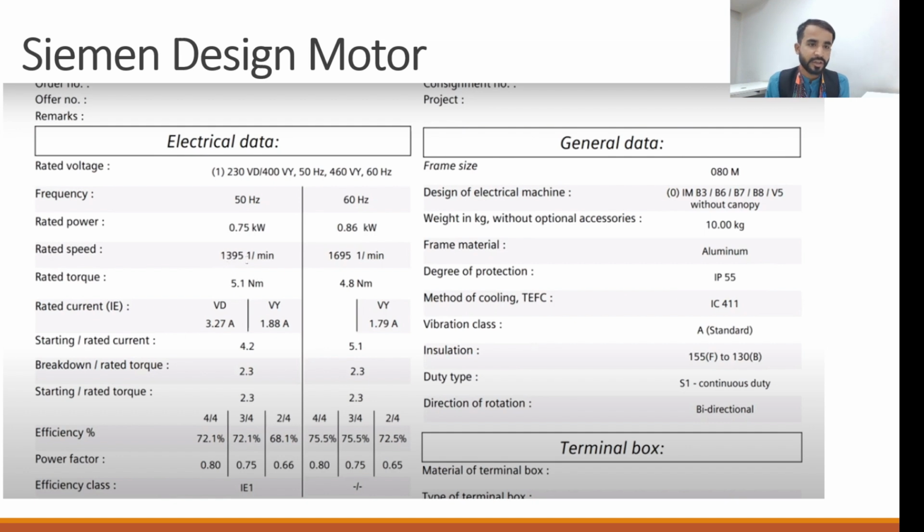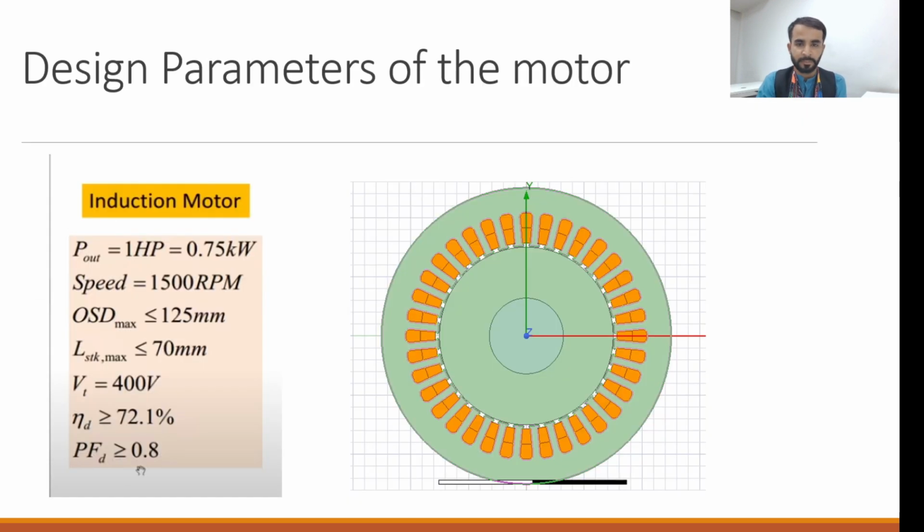All right, now here you can see we have our rated power, which is 750 watt. Rated speed is 1395 rpm. Rated torque is 5.1 newton meter. All right, and all the parameters are mentioned here. So this is our design parameter of the motor.